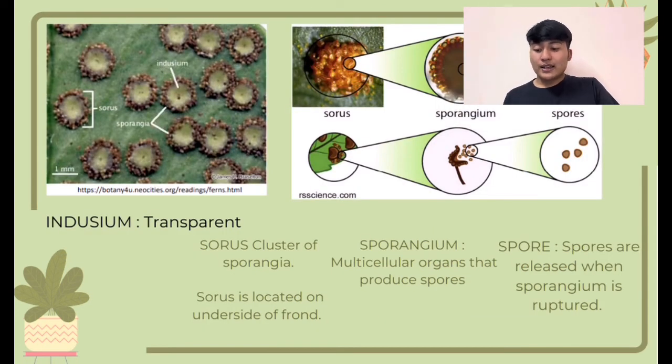The next slide is the process to become spore from indusium. The indusium is a transparent structure. Sorus is the cluster of sporangia. Usually it is located on the underside of the frond. Then next we go to the sporangium. Sporangium is the multicellular organ that produces spores. And then spores are released when the sporangium ruptures.